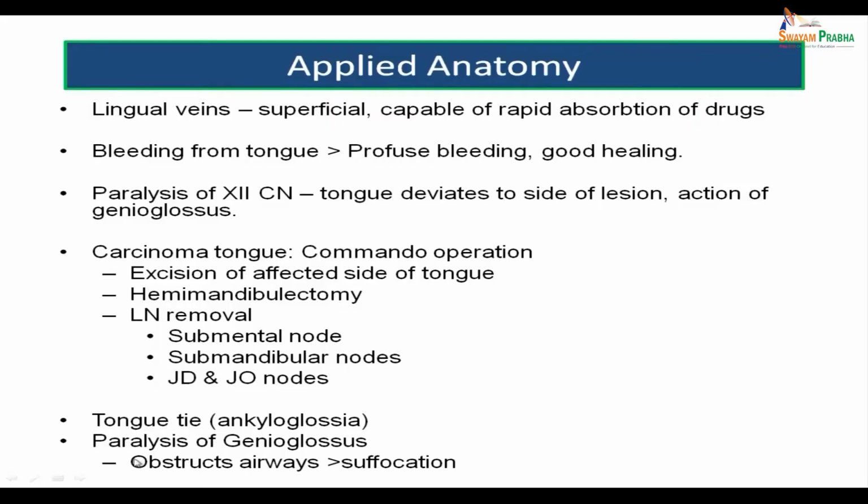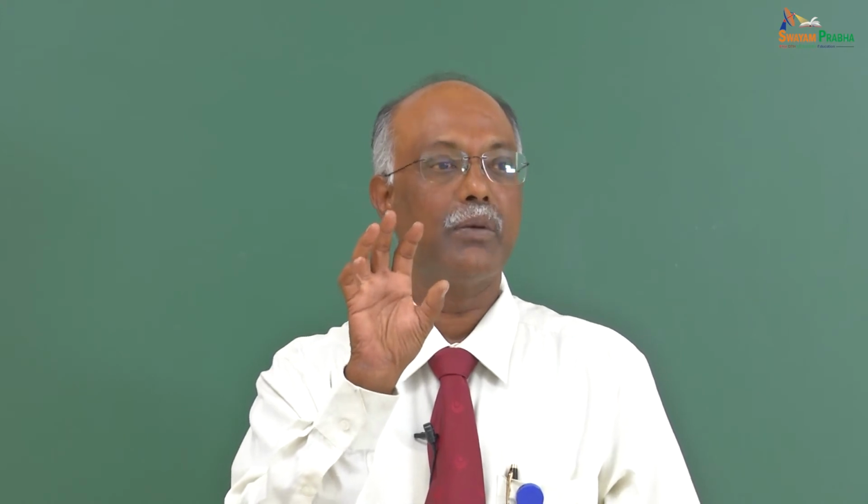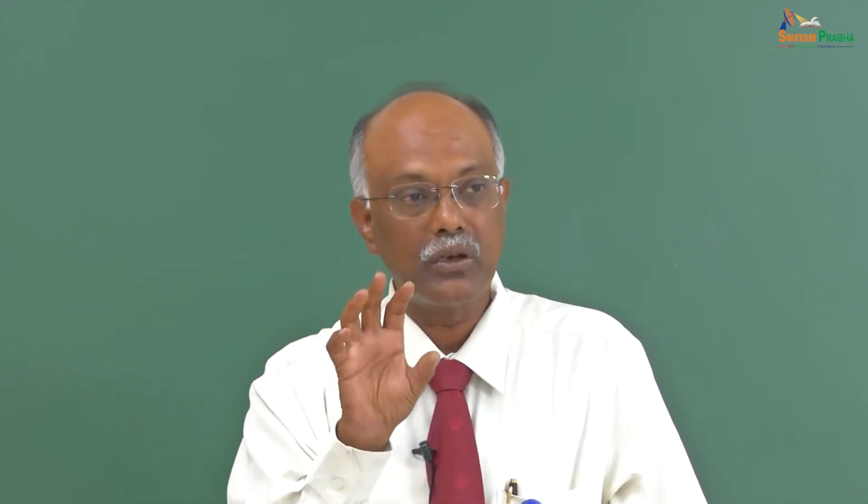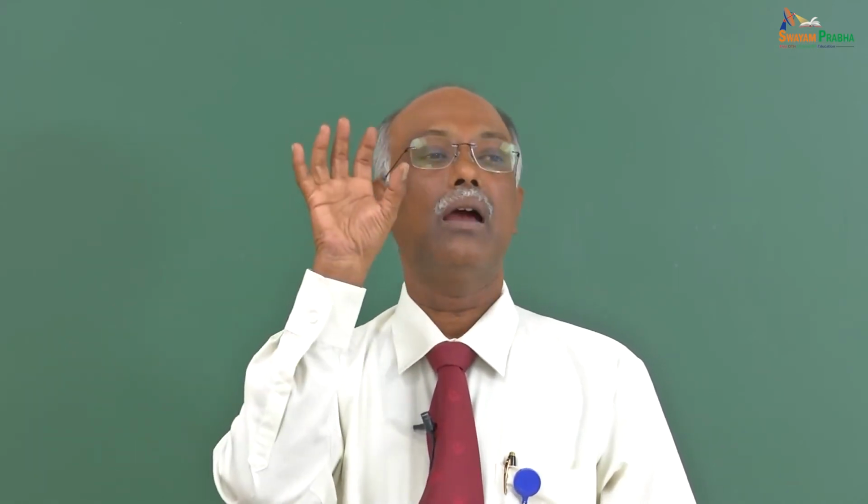And finally, paralysis of the genioglossus, you have to remember, will cause obstruction of airway, because if the genioglossus gets paralyzed, there is a tendency for the tongue to go backwards and obstruct the airways. So, this is one important thing, that if a patient is unconscious, you have to ensure that the tongue is pulled forwards, otherwise the tongue will fall back and obstruct the airways and will cause suffocation.